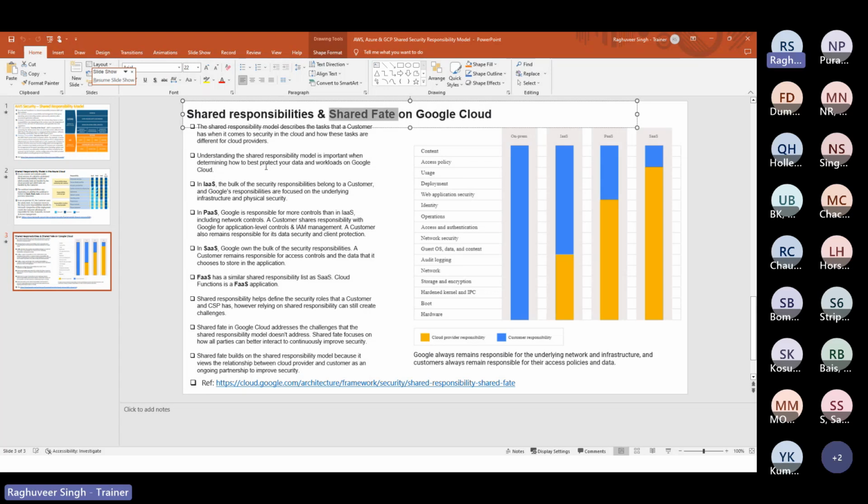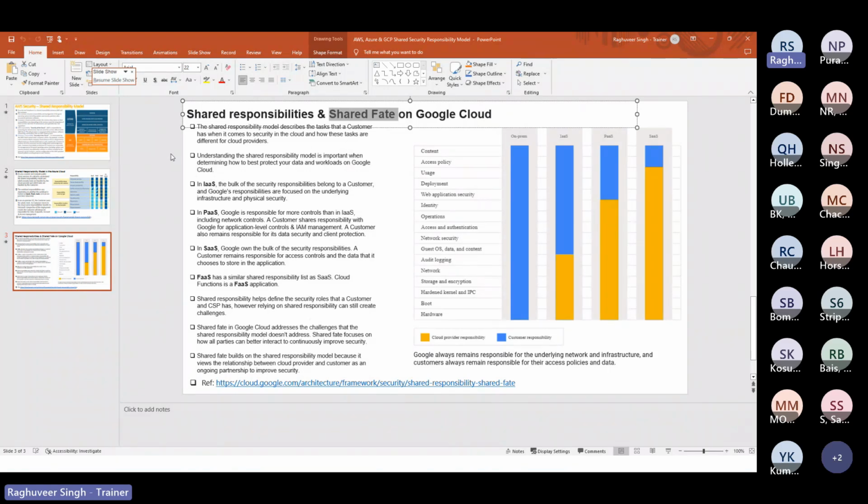They will also experience it. So it's a shared fate. So Google says that it's a shared responsibility and shared fate. So together, we need to be responsible to make sure to safeguard the security of the cloud, which Google owns but is used by the customer to host their mission critical applications and workload.